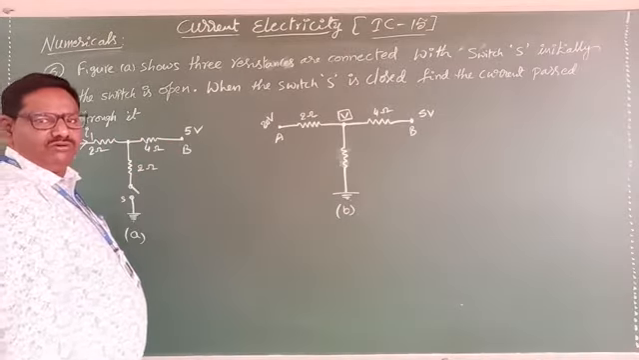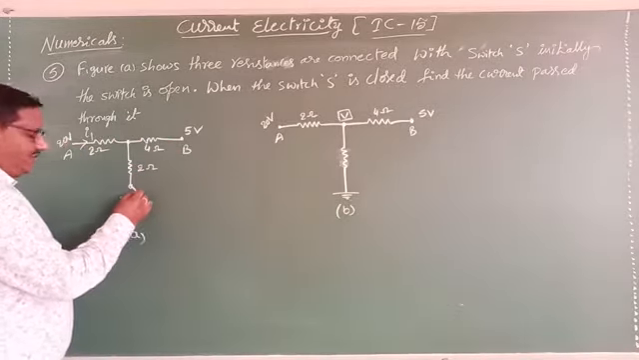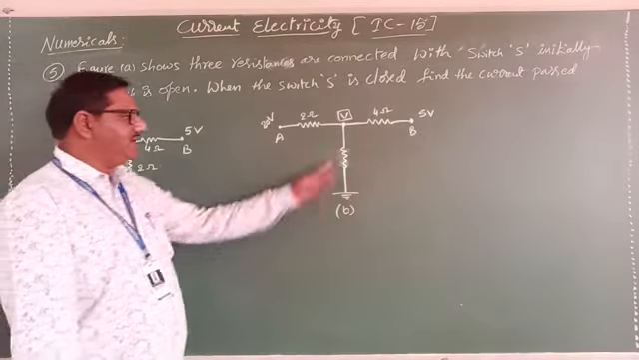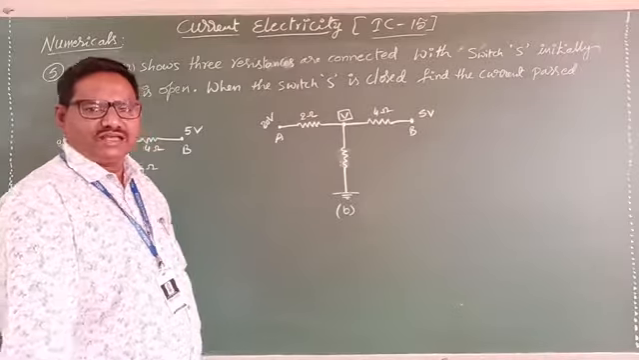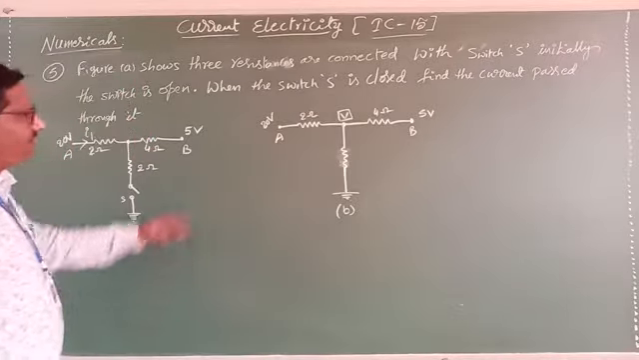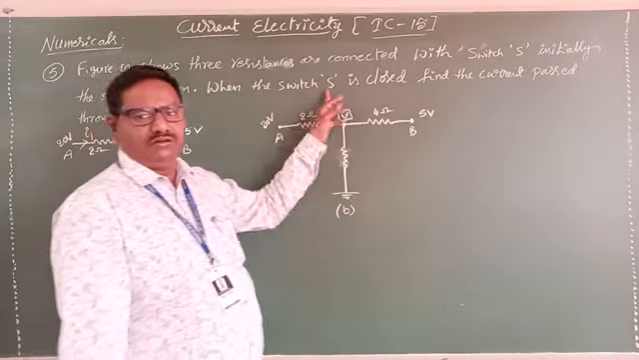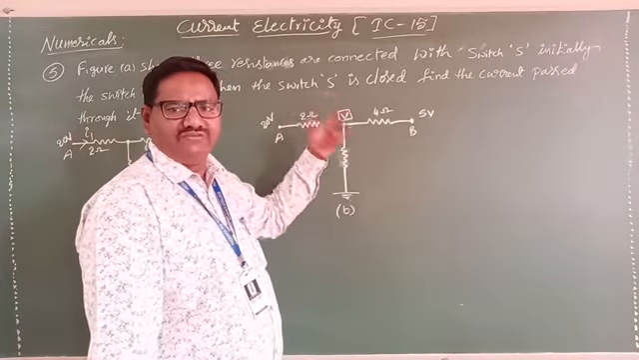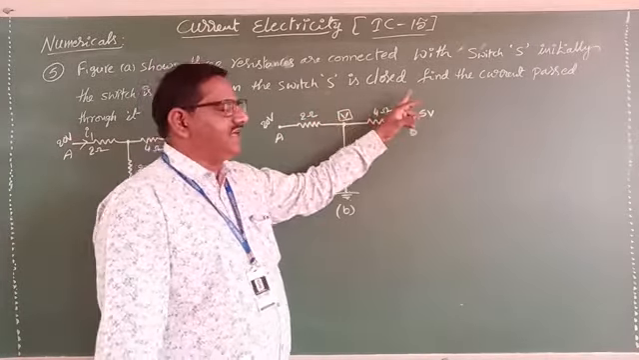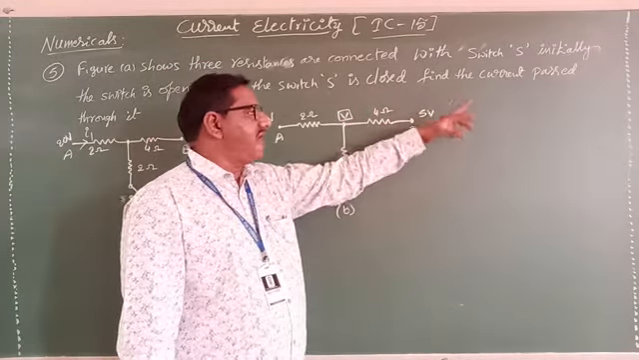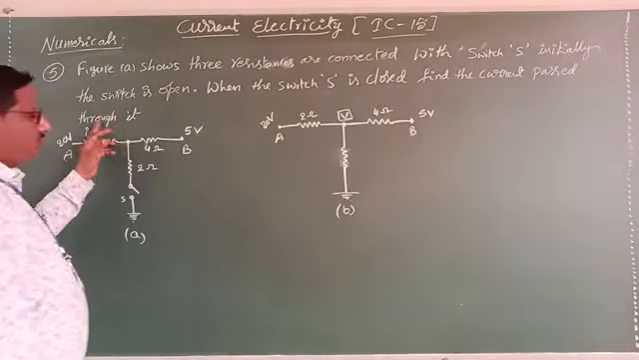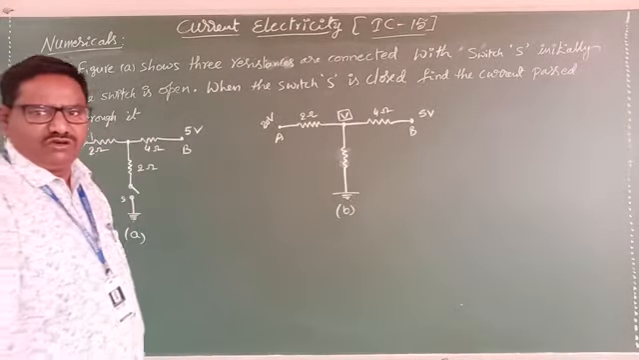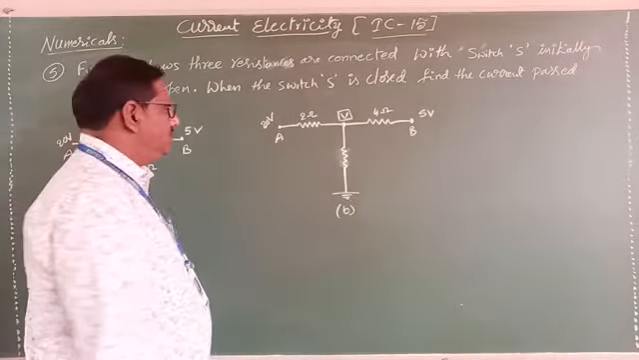Now, if I close this switch, then what is the potential at this junction? They are asking the question. When the switch is open, first we want to measure the potential here. Then in this sum they ask to find the current passed through it. How much current passes through it, they are asking. So we want to measure that now.